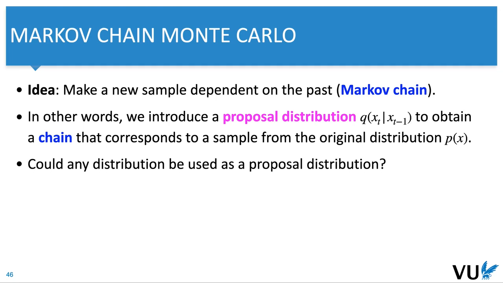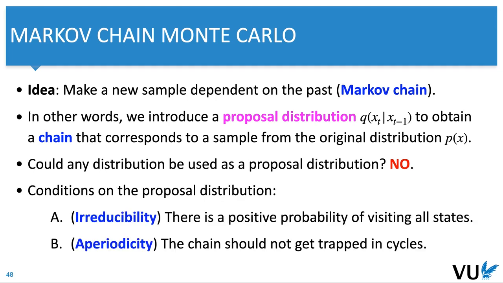A natural question is what kind of proposal distributions we can use, right? Because I will not delve into theory. It's a beautiful theory around it, but it's not the point. I want you to understand how to use these methods and also be aware of what kind of proposal distributions we can use intuitively. And we cannot use any proposal distribution. It must fulfill some conditions.